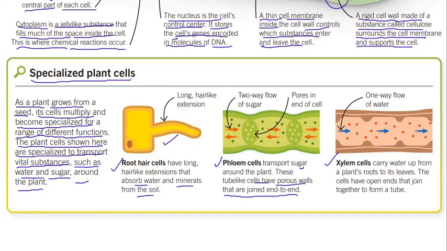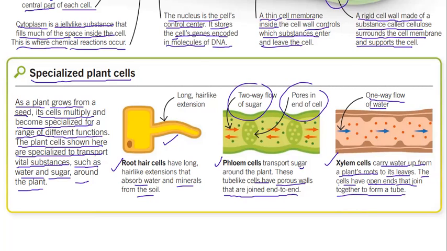Another one, xylem cells. Two-way flow of sugar and pores in end to end is present in phloem cells, and in xylem cells there is one-way flow of water, carrying water up from the plant's roots to its leaves, and the cells have open ends that join together to form a tube. These are the three main important things.